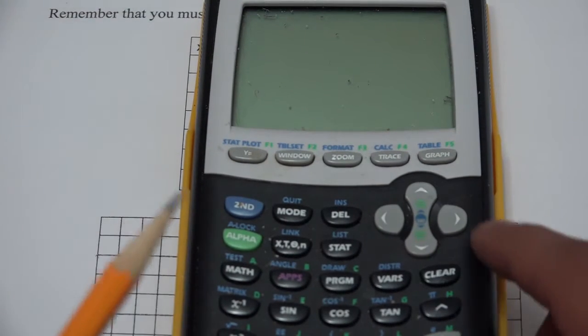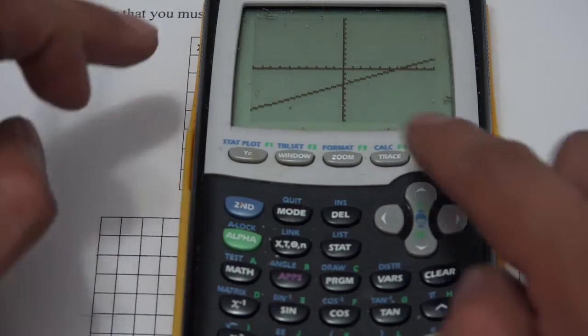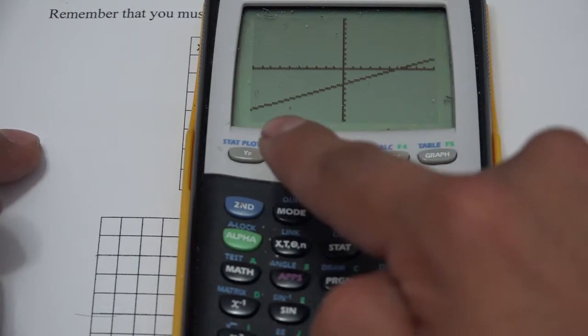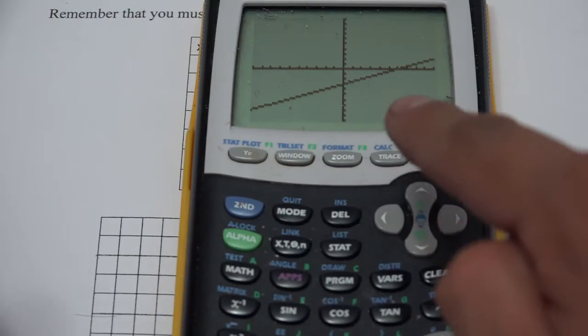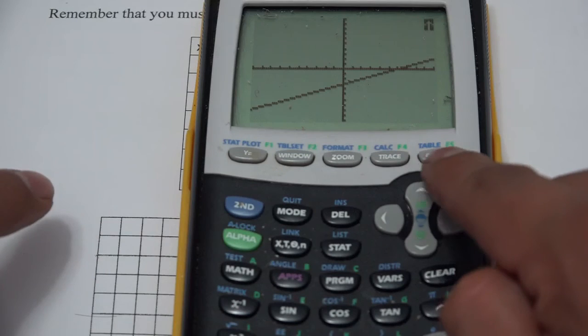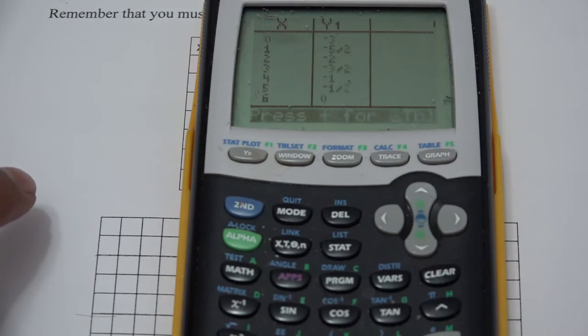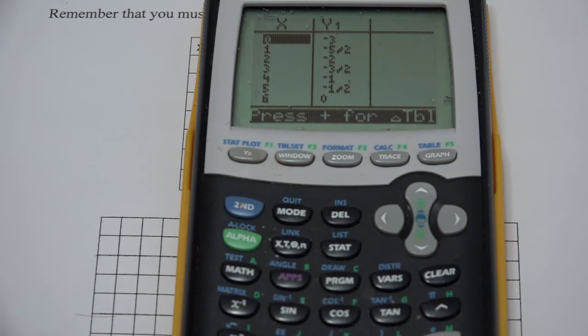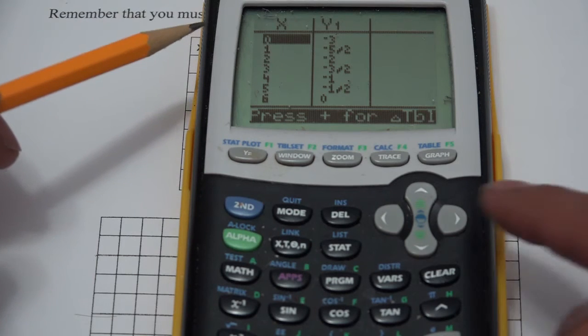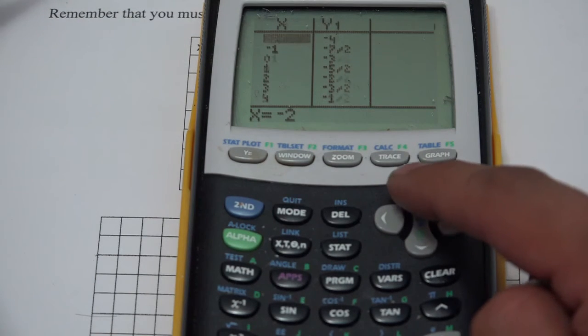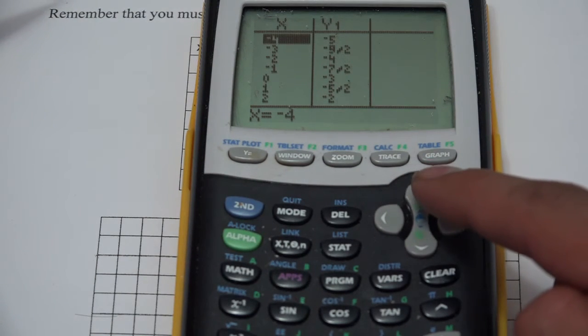So you're gonna get your line right there, okay? See that? And I don't want you to mimic this line. I want you to press second, and you see the blue label there? It's a table. So I want you to go to the table, and I want you to start with the negative values.